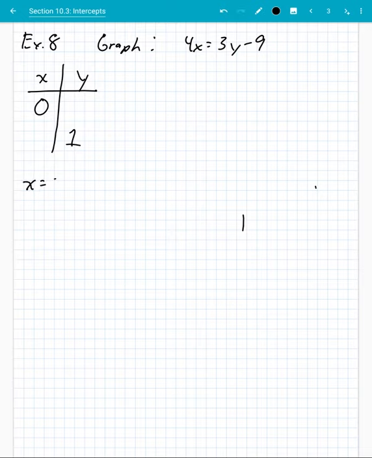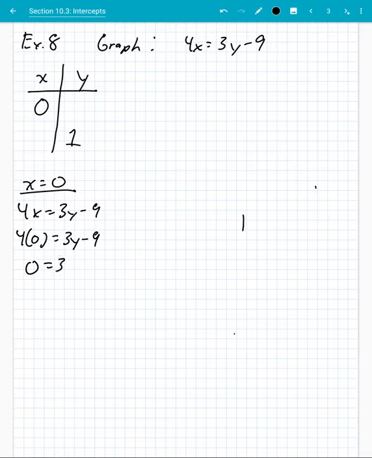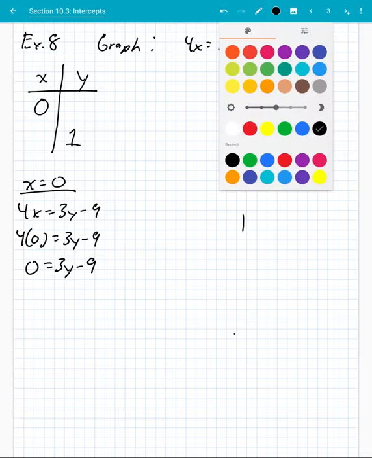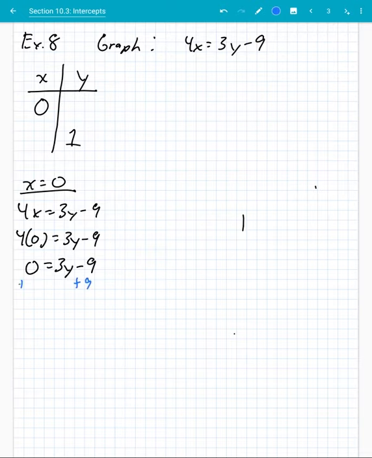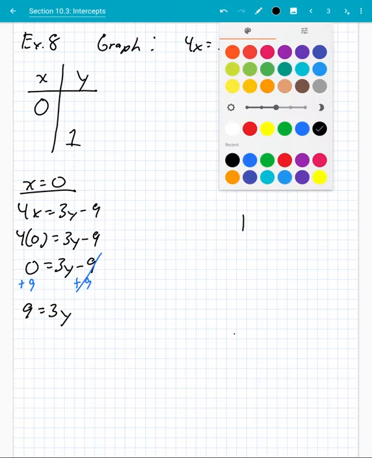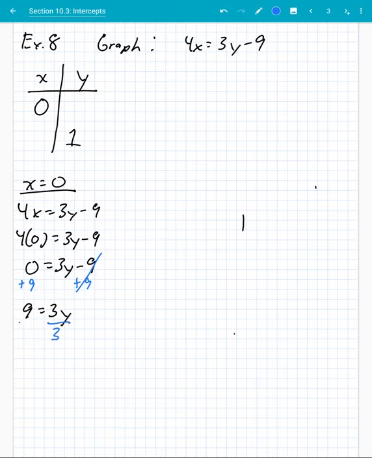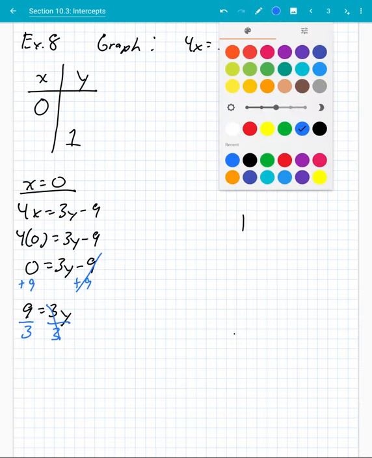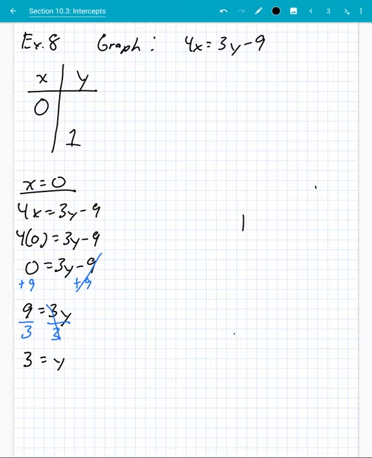So let's do x equals 0. 4x equals 3y minus 9. 4 times 0 equals 3y minus 9. That becomes 0. We have to join the numbers with the numbers, right? Plus 9, plus 9. We're starting to solve for y now. This should be becoming second nature soon. You want to be sure you start having this down. This is 3 equals y, or rather y equals 3. So we plugged in 0, we got 3.